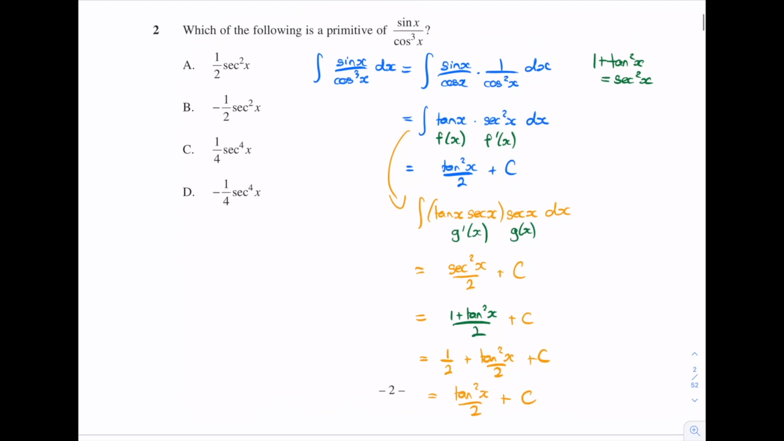But the question doesn't ask for the primitive function, it asks for a primitive function. Now, a primitive function means we could have had any constant that we like, so we're just going to choose c equal to 0, which is going to give us exactly option A. Okay, so our answer is A in this case.